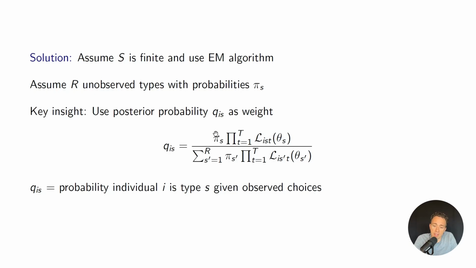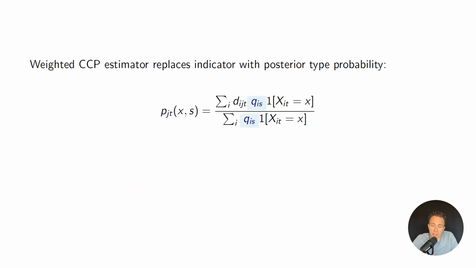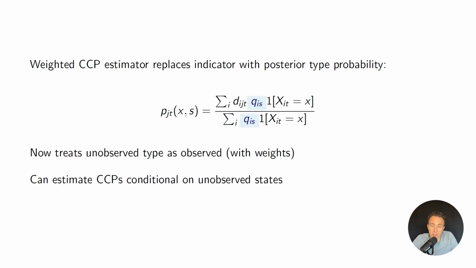Basically, I'm taking the population probability as my prior, and then I'm updating my prior based on my individual likelihood that I'm of type s, and that's just the formula for what that is. So this is a posterior individual-level probability that I'm of type s, given everything I can see about me in the data and through the lens of my model. Then we just tweak this formula for the CCP to be weighted by the q_is terms. Now we have basically an observed value of this unobserved variable that is accounted for with the weights, and this allows us to estimate CCPs for unobserved states.